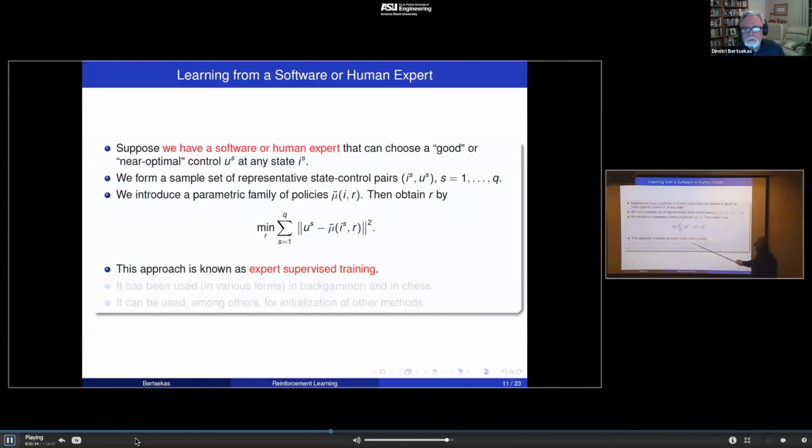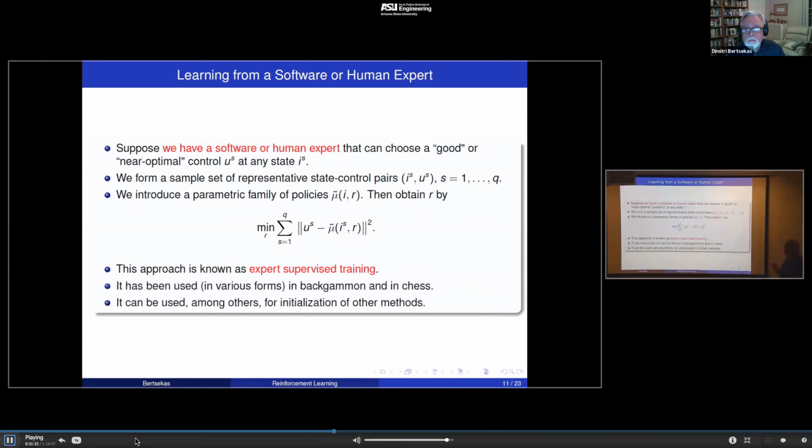This is also called, in artificial intelligence, supervised learning. And there's a lot of literature on this type of methodology. It has been used in the context of dynamic programming in a number of ways, in chess and backgammon. There are examples of that.